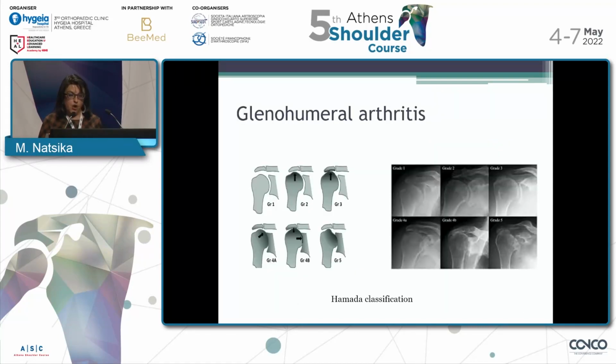So at the end, we go and we end at the glenohumeral arthritis with the well-known Hamada classification at the end stage with severe changes, deterioration of the joint, migration of the humeral head with necrotic lesions, with cysts, with deterioration, and a very small subacromial space.